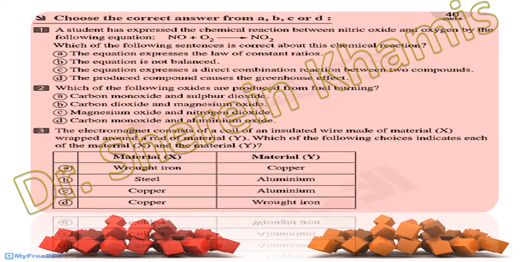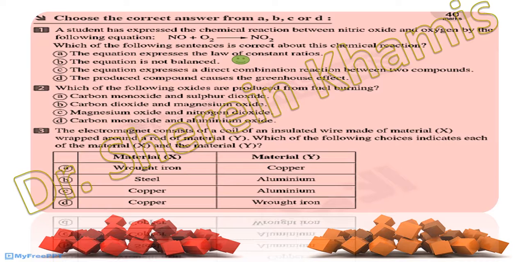The equation expresses a direct combination between two compounds. No, one is an element and the other is a compound. The product compound causes the greenhouse effect. No, what causes the greenhouse effect is carbon dioxide. So the right answer is that the equation is not balanced, as it does not satisfy the law of constant weight ratio.